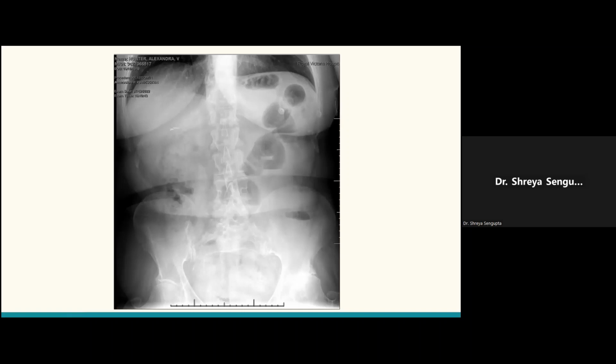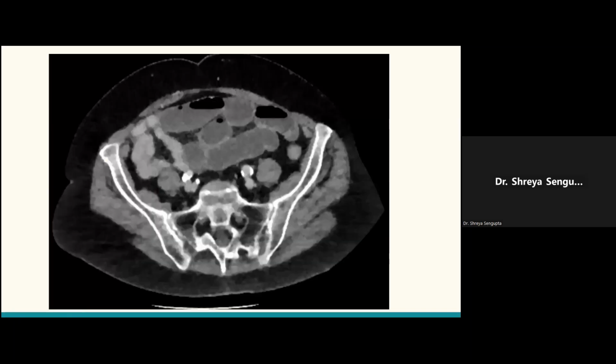Now, to plan for the surgery and find out where the obstruction was, because she had a past history of Whipple's resection, we did a CT scan. This CT scan image shows the distended small bowel loops and then the collapsed bowel loops as well. So there was a transition point in the right iliac fossa, as we can see here, but we couldn't find an obvious cause, as in no mechanical obstruction cause could be found.